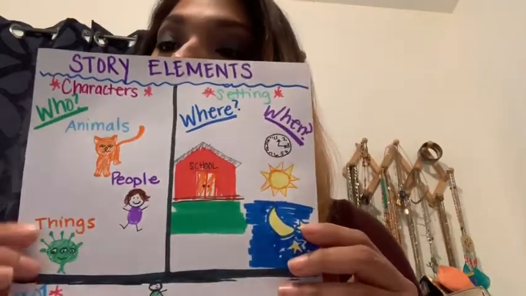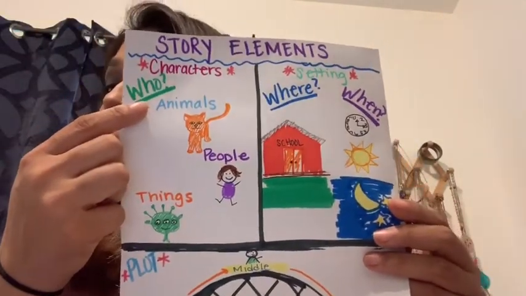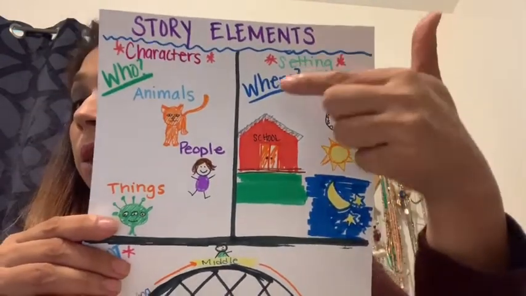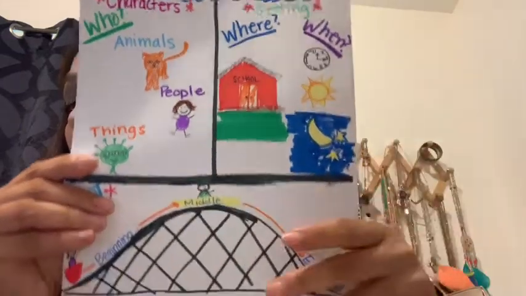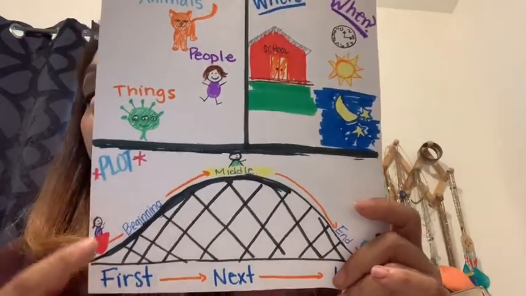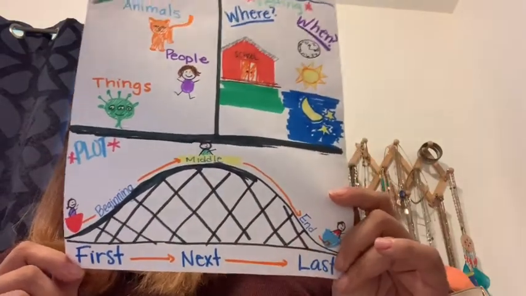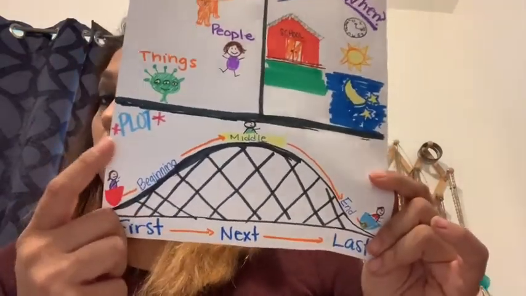And here's our little anchor chart about the elements of a story. So then there's the characters, that's who's in the book. It could be animals, people, or things. And then the setting tells us where it happened or when it happens, or both. And then the plot is the beginning of the story, the middle of the story, and the end of the story. And we are going to be talking about the plot this week.